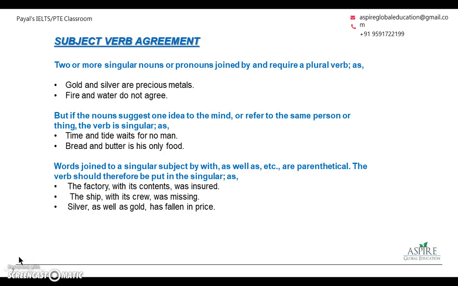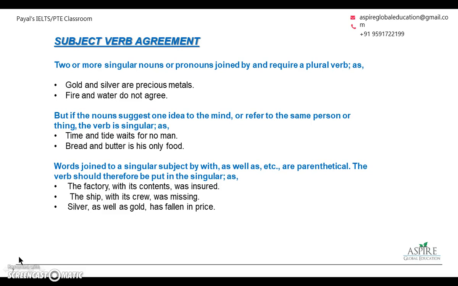Now, there are a few exceptions with respect to subject-verb agreement. When there are two or more singular nouns or pronouns joined by an 'and', then it becomes a plural verb. So I'm going to use a plural verb. Gold and silver are taken as two separate entities. So my verb is plural. Similarly, fire and water do not agree. They're taken as two different entities.